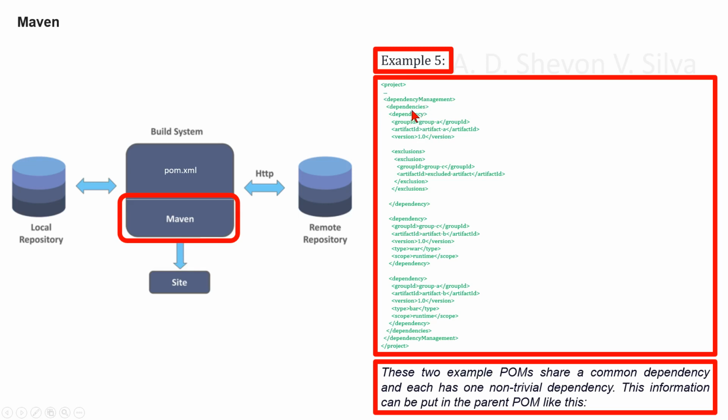You can see here group ID A, and here excluding C, exclusion C, and here group ID C, and here group ID A.